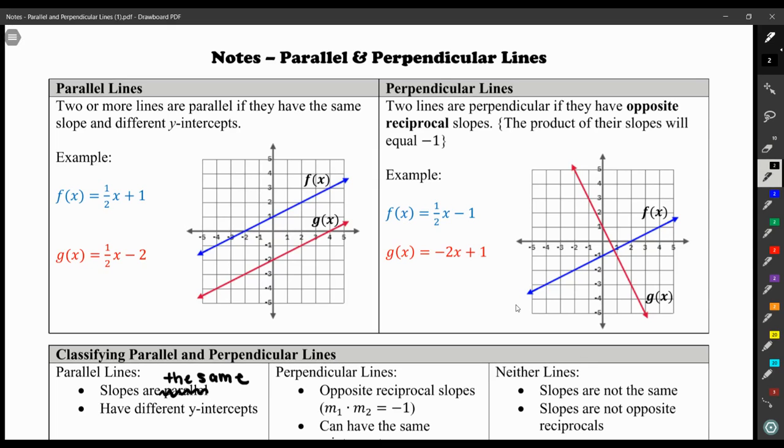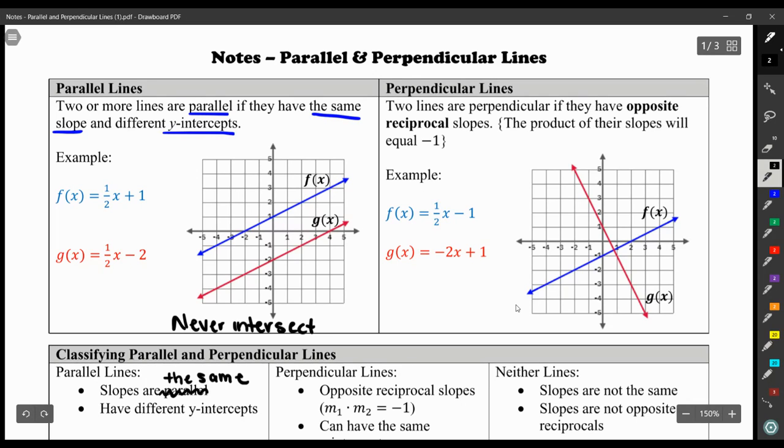Parallel and perpendicular lines. Parallel lines: two or more lines are considered parallel if they have the same slope and different y-intercepts. With parallel lines, the important thing to remember is that they will never intersect each other. They never cross or touch. And the reason they never cross or touch is because they both have the same slope. The f of x has a slope of 1/2, and g of x also has a slope of 1/2.